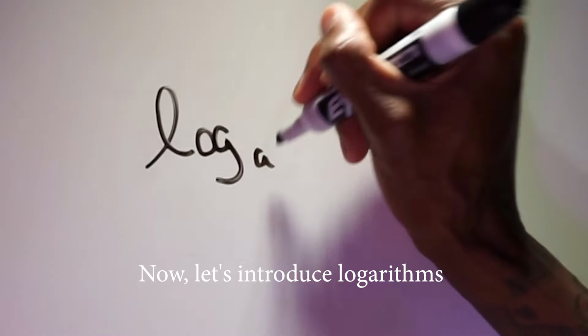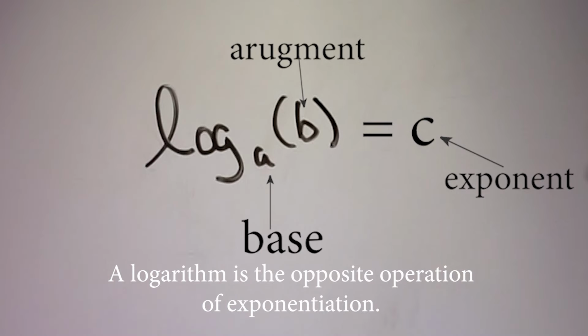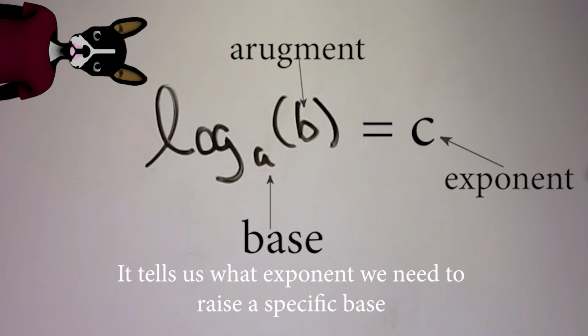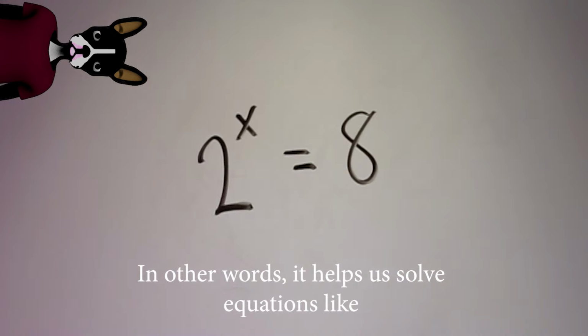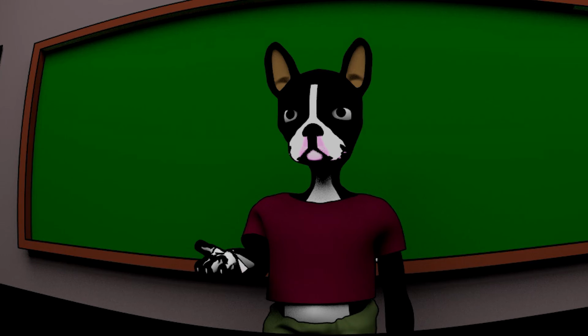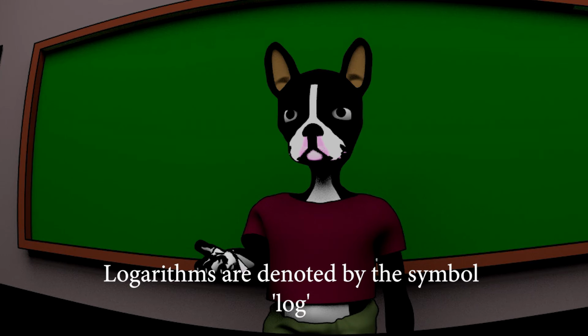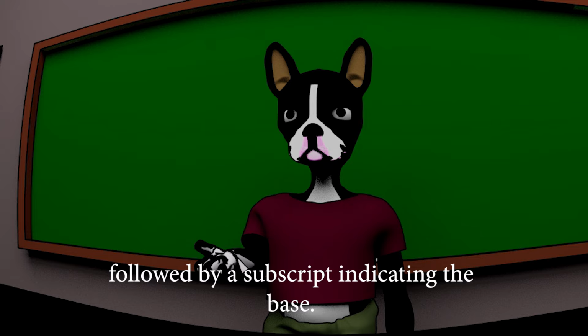Now, let's introduce logarithms. A logarithm is the opposite operation of exponentiation. It tells us what exponent we need to raise a specific base to in order to attain a given number. In other words, it helps us solve equations like 2 to the x equal to 8. Logarithms are denoted by the symbol log, followed by a subscript indicating the base.